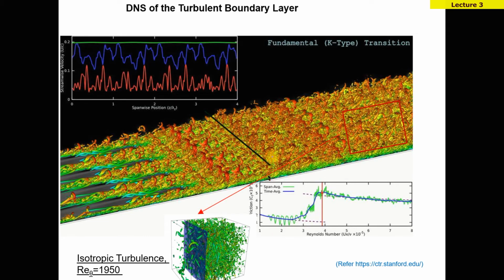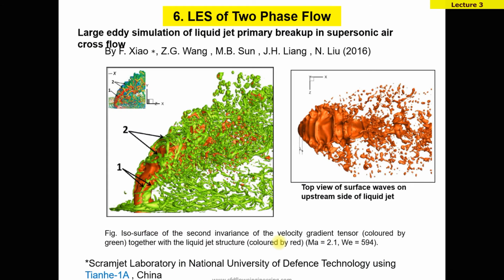And here we can see the 3D picture of the turbulent boundary layer. This is turbulent flow. Turbulent flow has the highest level of eddies. And this is the transition region. But here there is isotropic turbulence. That means the turbulent structure is the same everywhere. This is called isotropic turbulence.